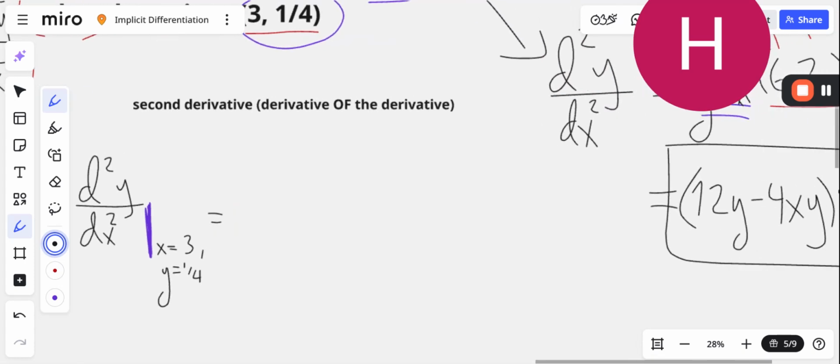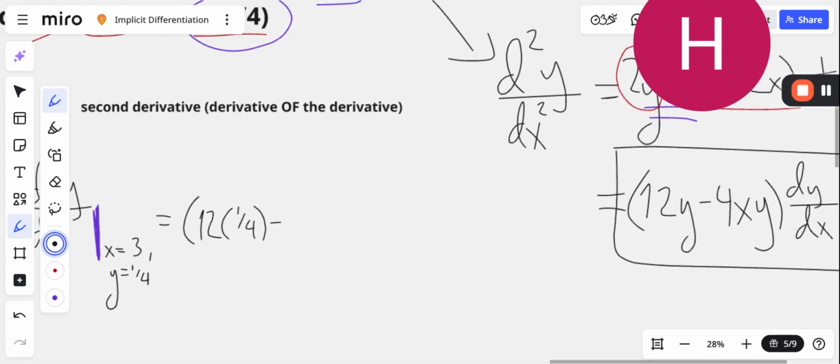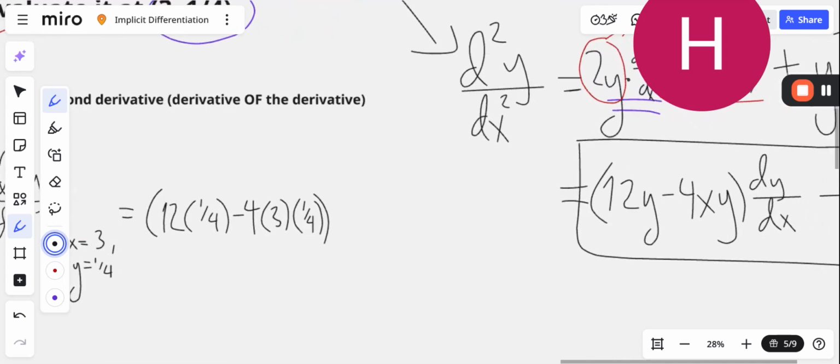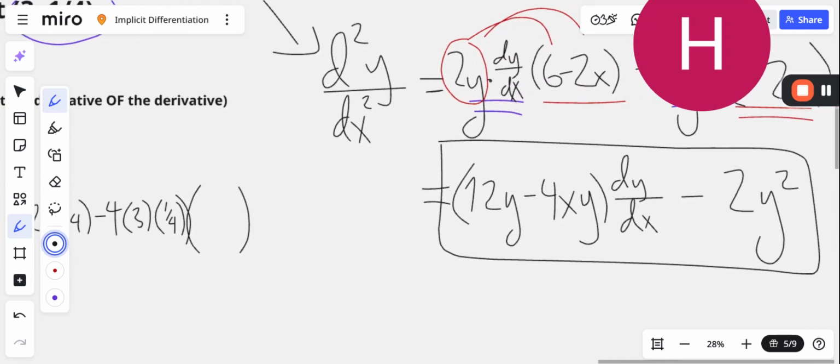That's going to be equal to 12 times 1/4 minus 4 times 3 times 1/4. And this is all times dy dx, which I actually don't know at the moment. I will have to fill that in. We'll work on that in a second.